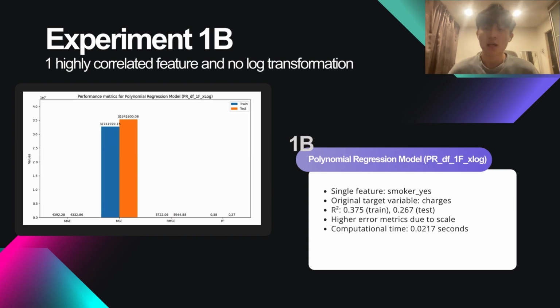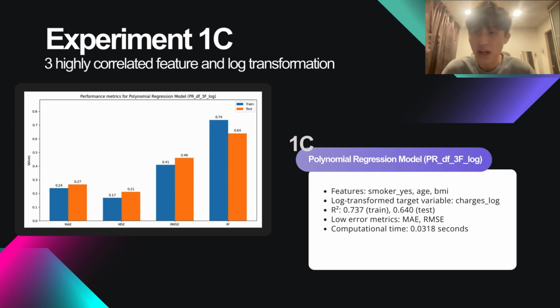efficient. Moving on to the next experiment, 2B, we use the smoker yes feature, but this time with the original charges target variable in the polynomial regression model. Overall, this model achieved R-square values of 0.375 for the training set and 0.267 for the testing set. The error metrics were higher compared to the log transform model just now due to the larger scale of the charges variable. And the computational time was efficient, at 0.0217 seconds.